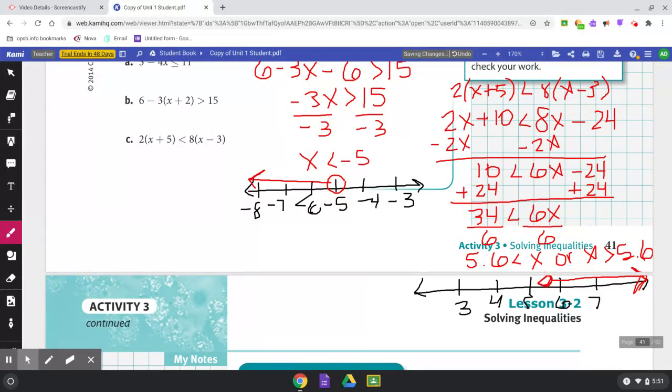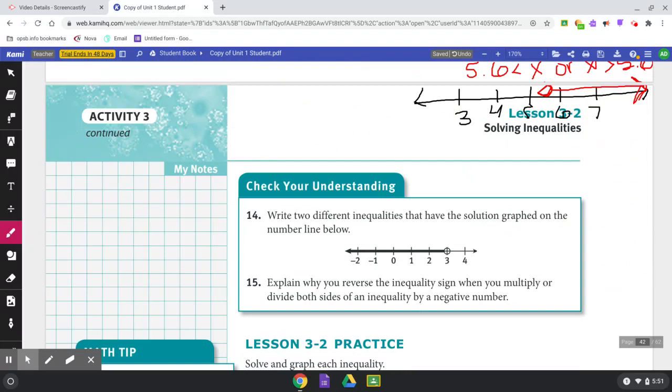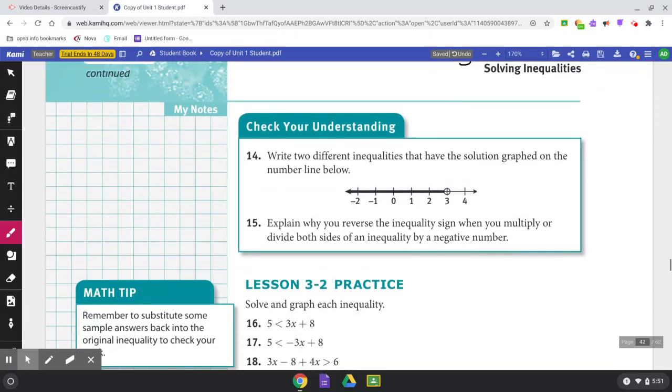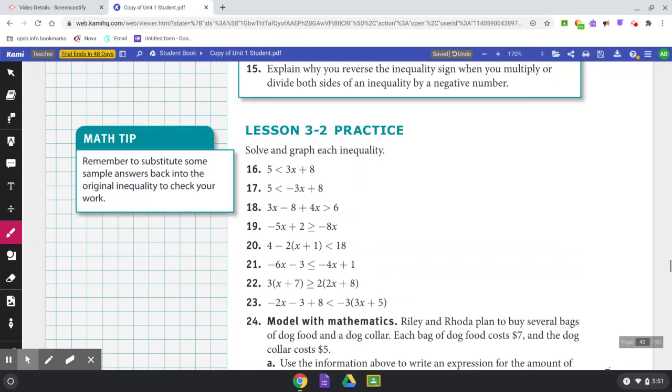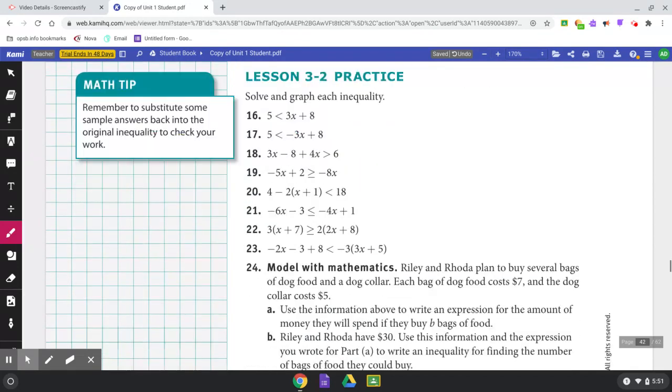Okay, now I want you to pause the video and attempt 14 and 15. Check your understanding on your own and don't forget to submit those in your assignments for activity 3. And then lesson 3-2 practice at the bottom of page 42 is your homework.